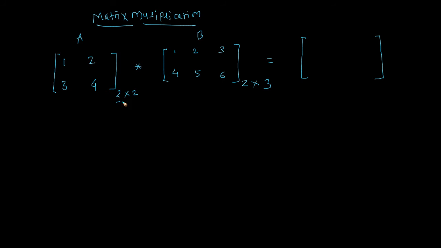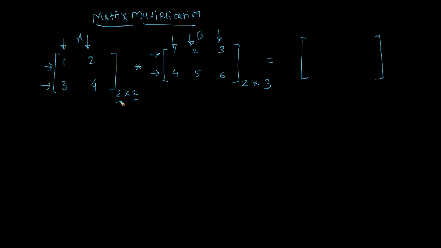There are two rows and two columns in this matrix. So this is called a row. This is row number 1, row number 2, right? This is column number 1, column number 2. Here in this matrix we have two rows and three columns, right? So we want to multiply these two matrices.